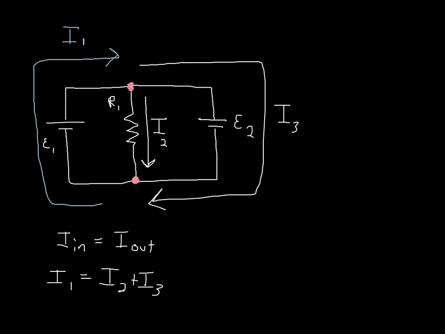Now I need to pick some loops and draw those in. I'm going to pick loop number 1. I'm going to start at the negative end of my battery, jump to the positive end, and loop around this part of the circuit. And then I'm going to pick a second loop. I'm going to start at the positive side of the battery, jump to the negative side, and loop around counterclockwise, or clockwise. So those are my two loops, loop number 1 and loop number 2.